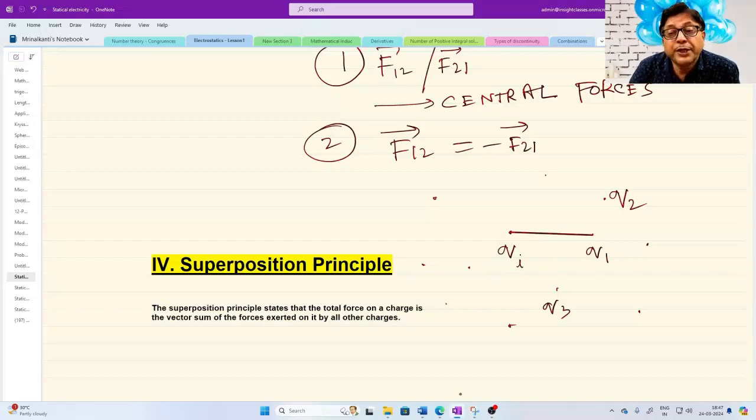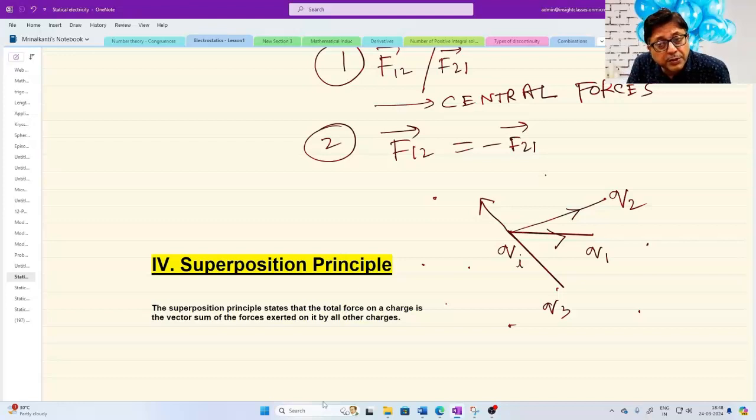Okay? So Qi will experience force due to Q1. That force exists. That force may be attractive, may be repulsive, whatever. Due to Q2 also it experiences force. Maybe attractive, maybe repulsive. Due to Q3 also it experiences force. That may be repulsive in nature instead of attractive. So then, how do you state the statement? How do you formulate here? That force of interaction between two stationary charges is independent of presence of other charges in their surrounding.